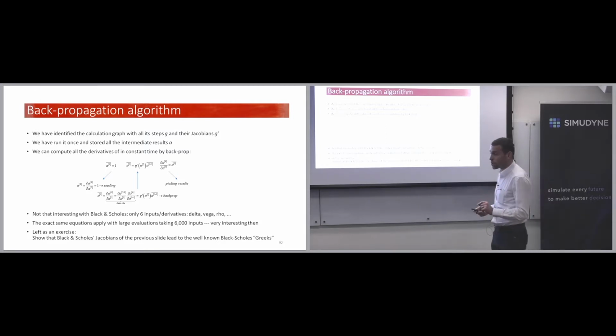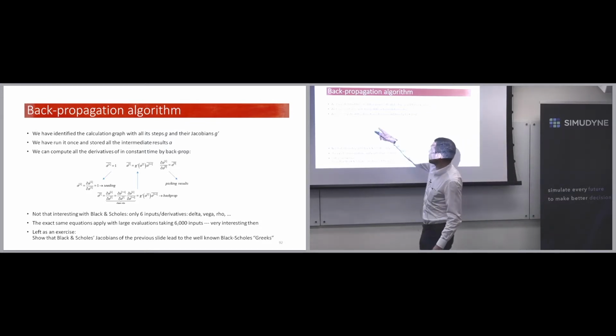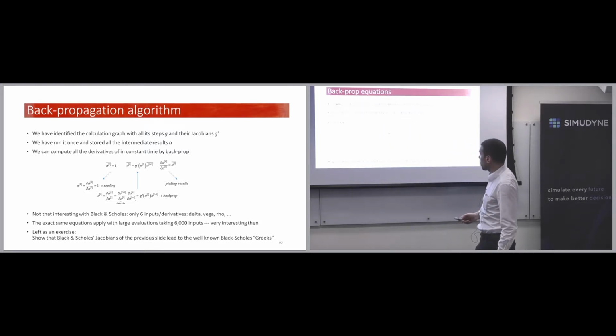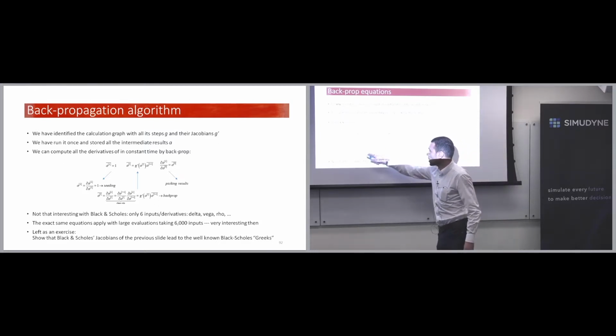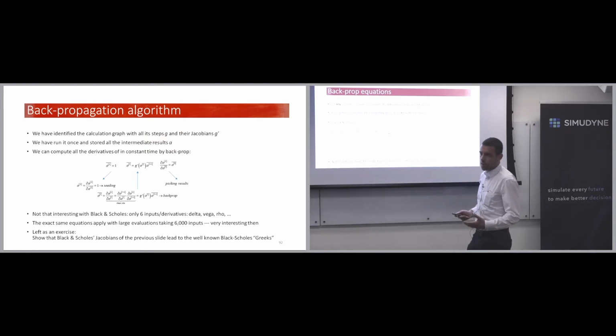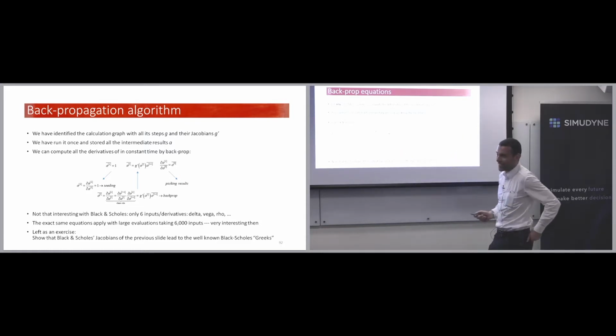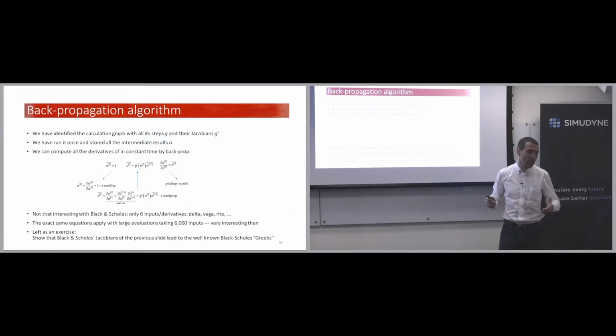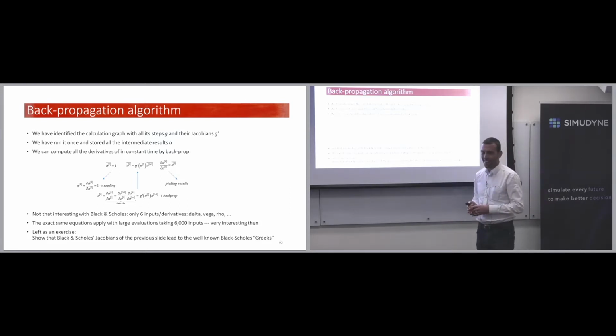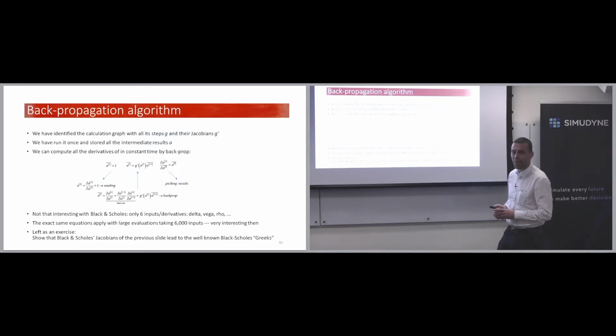Now, what I'm leaving as an exercise to you, but I really recommend you do it if you want to understand this stuff, is just show that if you apply these backpropagation equations to Black-Scholes, so to these functions g and their Jacobians g prime, that you effectively find the well-known Black-Scholes Greeks, right? And you will, unless I made some mistakes here, which I never checked. So hopefully there are no mistakes in my Jacobians, in which case you will find the Black-Scholes Greeks. Please let me know if you don't.